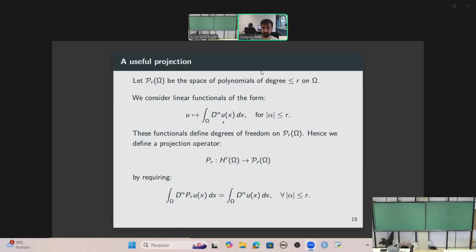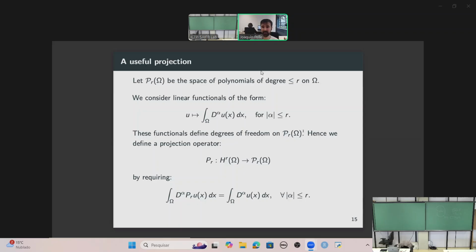This is because they are all independent. So these functionals are all independent from each other, and they have the exact amount. So they form a basis of the dual space of the polynomial functions. So specifying the values that these linear functionals take on any function here completely determines what the function is.